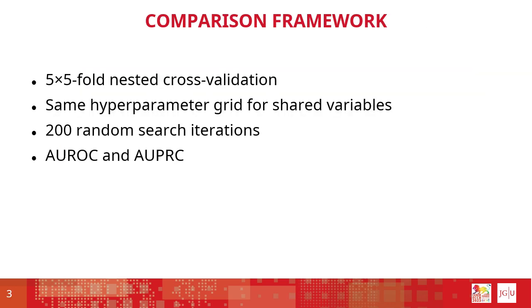Our framework is relatively straightforward. We performed the 5x5 nested cross-validation, whereas our methods use the same hyperparameter grids for shared variables and individual ones for exclusive hyperparameters. In the inner cross-validation, we performed 200 iterations of random search to optimize the hyperparameters. We used AUROC and area under precision recall curve to validate different aspects of the architectures.